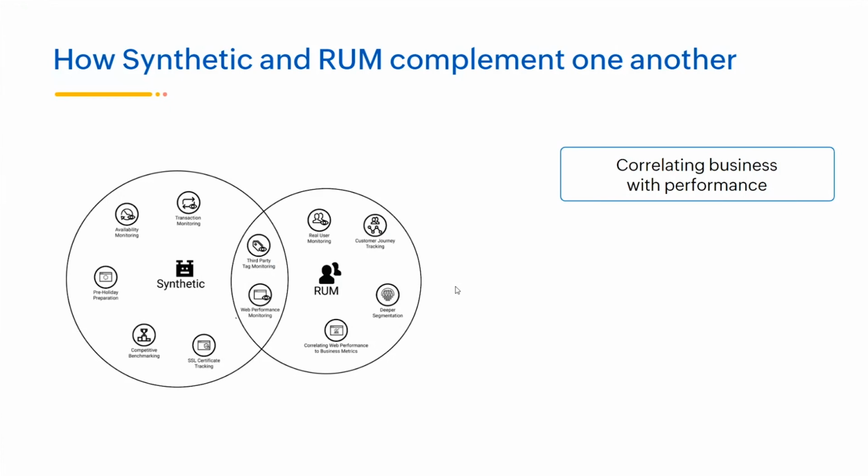Since real user monitoring metrics are generated through real user traffic, it provides an essential insight into real business metrics such as conversion rates, which can then be correlated with the continuous performance metrics collected from synthetic testing.